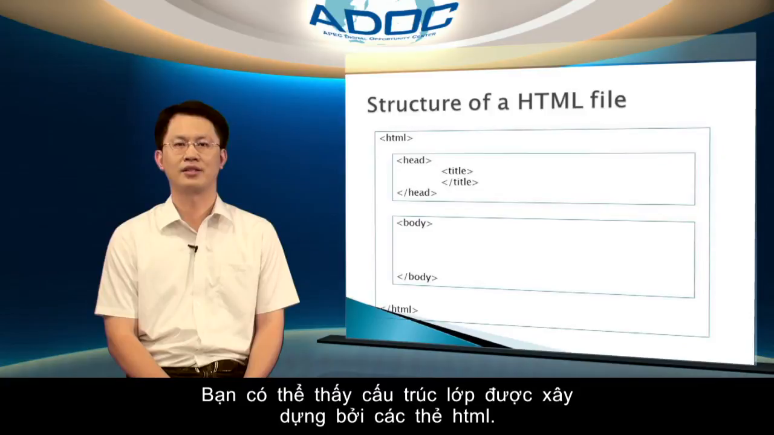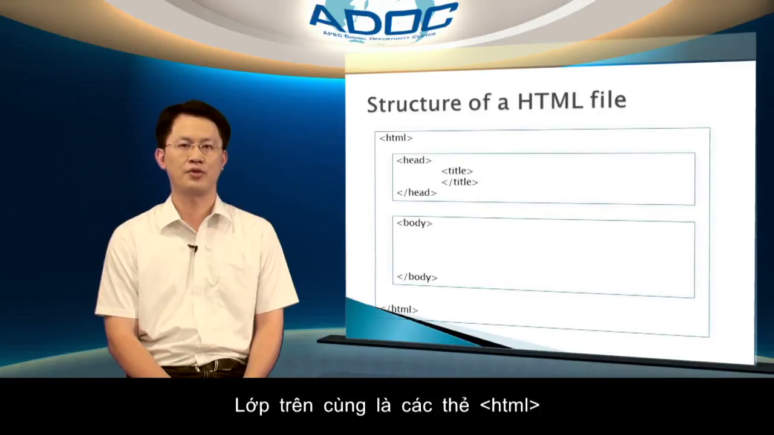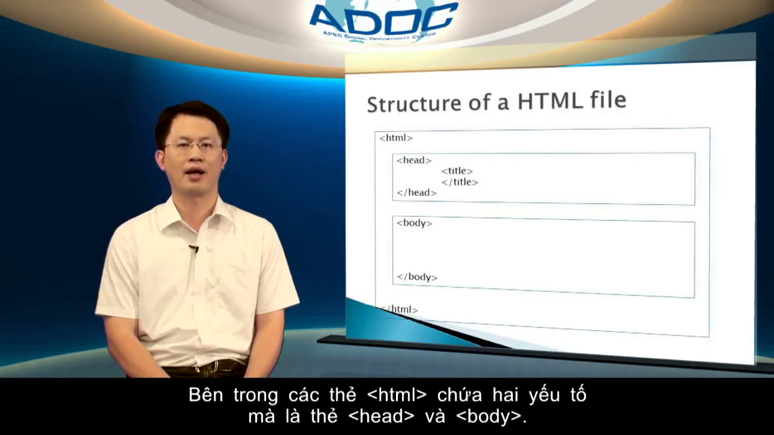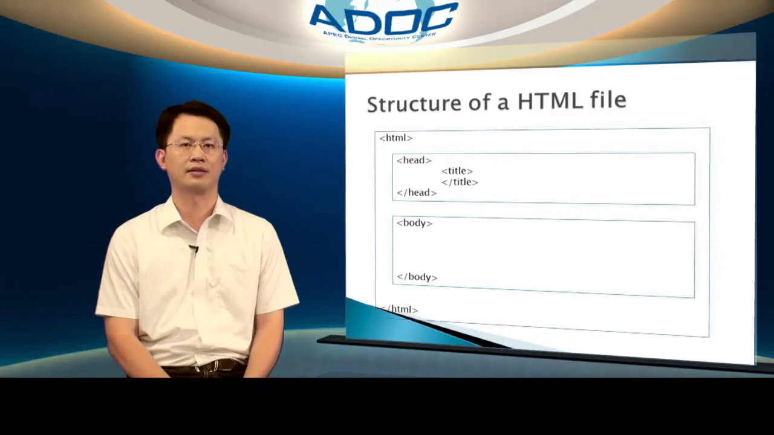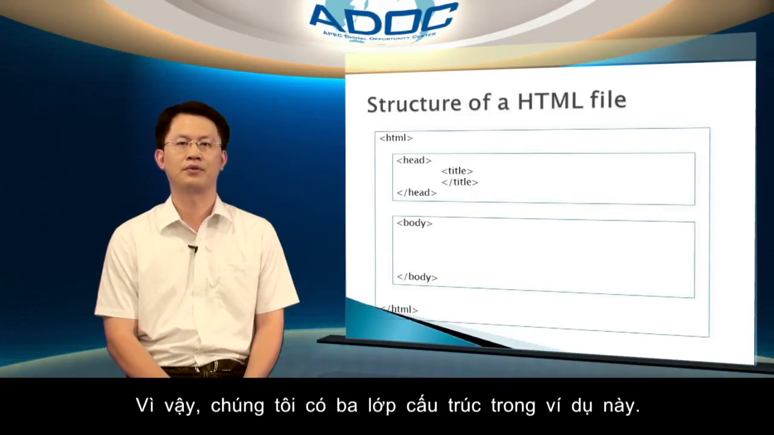You can see the layer structures constructed by the HTML tags. The top layer is the HTML tags. Inside HTML tags contains two elements, which are head tags and body tags. Inside head tags, we have title tags. So we have 3 layer structures in these examples.